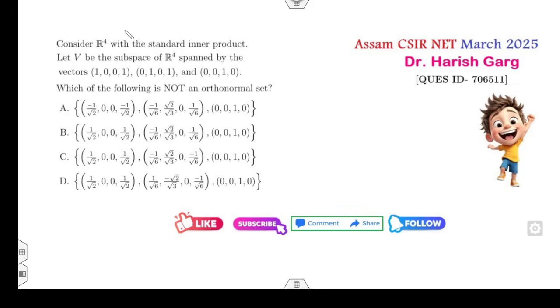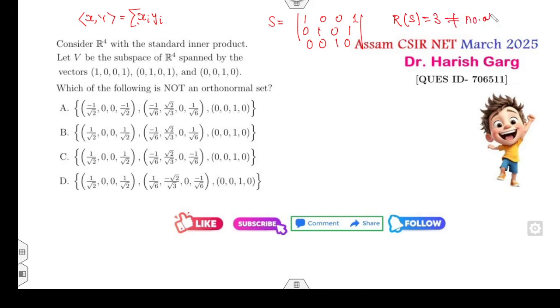Okay, look at this another one. Again it's R⁴. Now you can see some matrix. That means the inner product is the standard dot product. Fine. V is the subspace. So firstly we will check whether this is linearly independent or not. 1 0 0 1, 0 1 0 1, 0 0 1 0. Clearly the rank of the matrix is 3, which is equal to the number of column vectors. So therefore yes, they are linearly independent.